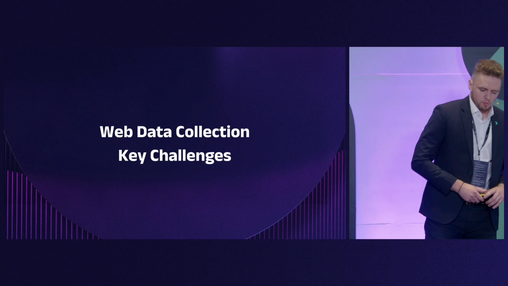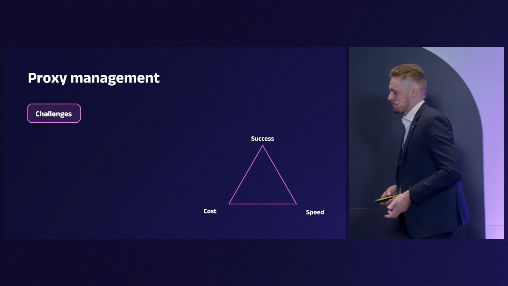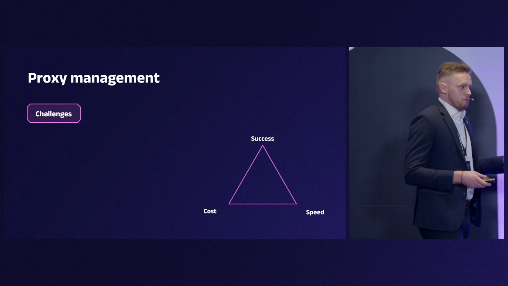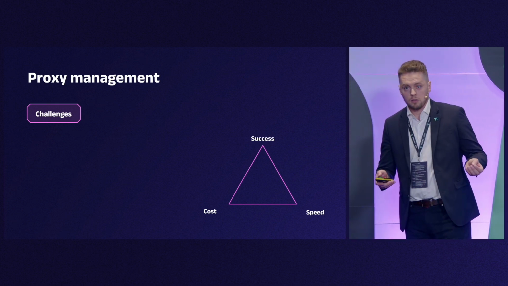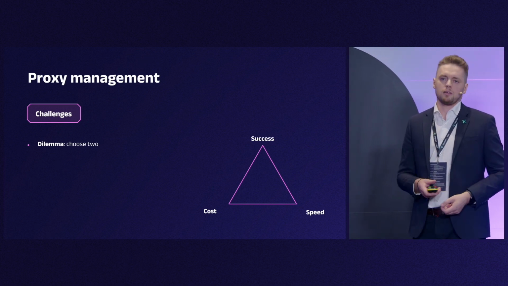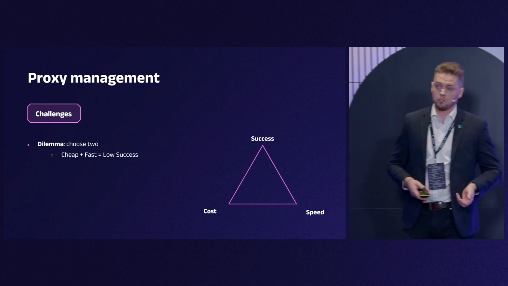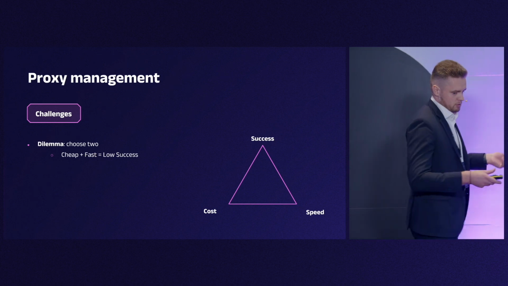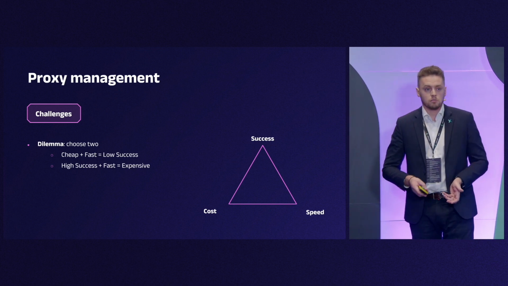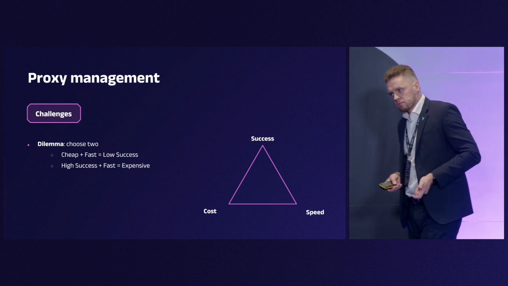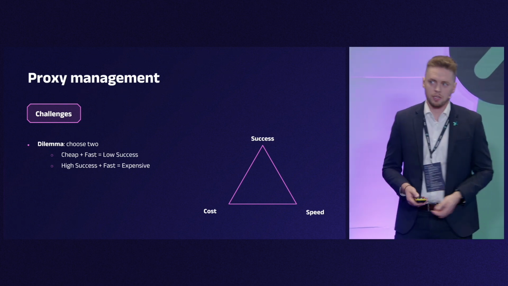So key challenges. The primary key challenge is the famous triangle. If we're choosing proxies, what do we want to choose? Are we going to choose cost, success, or speed? The answer is, it's a dilemma. We have to choose two. Sometimes we choose more, but usually we choose two, which is either cheap, fast, but gives us low success, or we want to have high success, fast proxies, but that's expensive. Of course, there might be many more combinations, but those are the two usual suspects when we're choosing proxies.